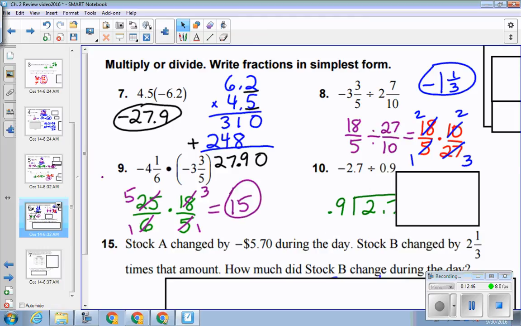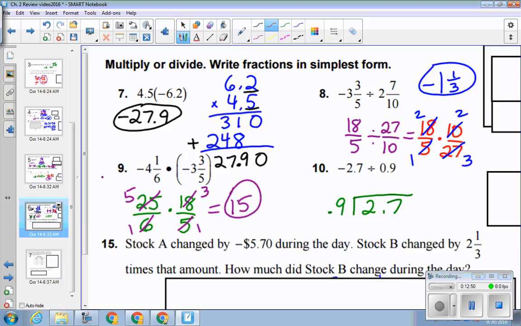Okay, number 10, we're dividing decimals. We need to make our divisor a whole number. So we're moving the decimal over 1 to the right, so we need to do the same in our dividend and move it up into our answer. So it ends up being 27 divided by 9, which is 3. And then the last thing, or the first thing, whichever you prefer to do, is to look at our signs again. And we have a negative divided by a positive, so our quotient is negative. So that would be our answer.